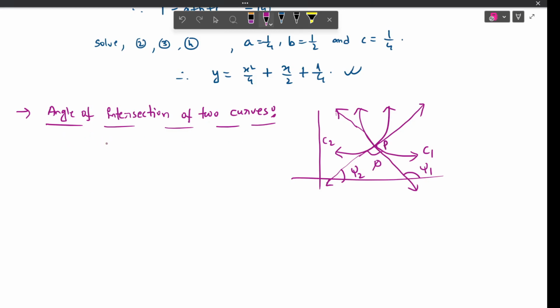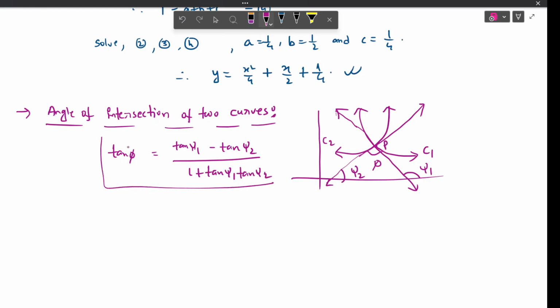So this angle of intersection is given by tan of phi is tan of psi 1 minus tan of psi 2 divided by 1 plus tan of psi 1 tan of psi 2. Remember this. This is the angle between two curves. Okay.